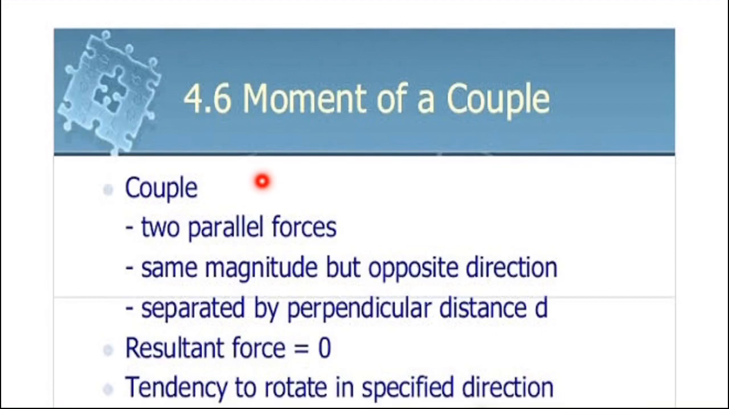Now, a couple is formed by two unlike parallel forces. Unlike parallel forces means these forces are parallel to each other but they have opposite direction. So, a couple is formed by two unlike parallel forces having the same magnitude but not along the same line. Then they will produce a rotation or a couple in the body.